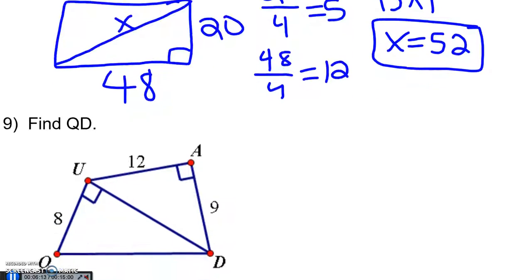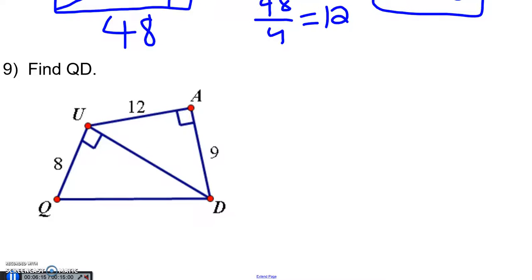Alright, and then number 9, I want you to try on your own. You're going to try to find QD using Pythagorean triples. Do not use the Pythagorean theorem, so use our triples and the multiples of triples to find QD. And if we have any questions, we can talk about it in class.